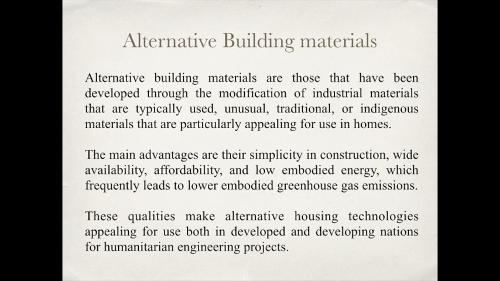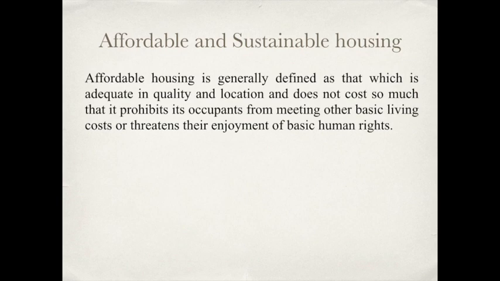Alternative building materials are those that have been developed through the modification of industrial materials that are typically used, or unusual, traditional, or indigenous materials that are particularly appealing for use in homes. The main advantages are their simplicity in construction, wide availability, affordability, and low embodied energy, which frequently leads to lower embodied greenhouse gas emissions. Therefore, affordable housing is generally defined as that which is adequate in quality and location and does not cost so much that it prohibits its occupant from meeting other basic living costs or threatens the enjoyment of basic human rights.